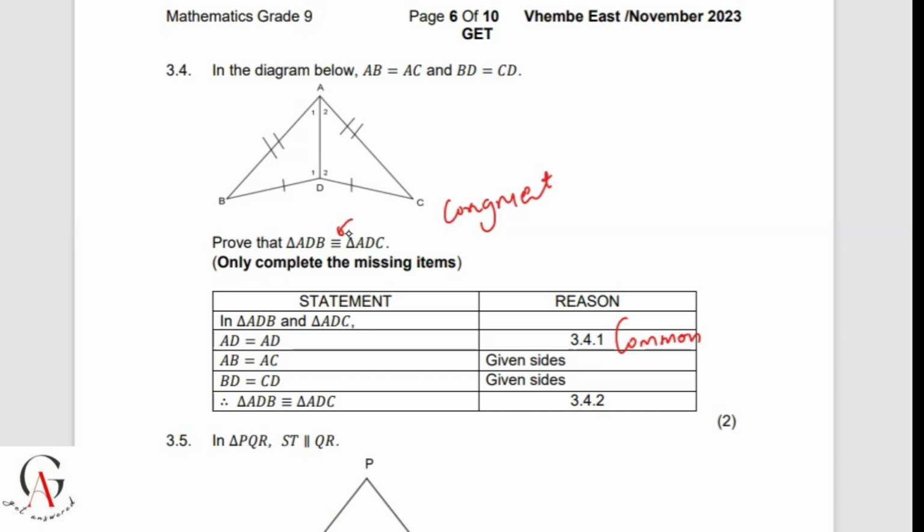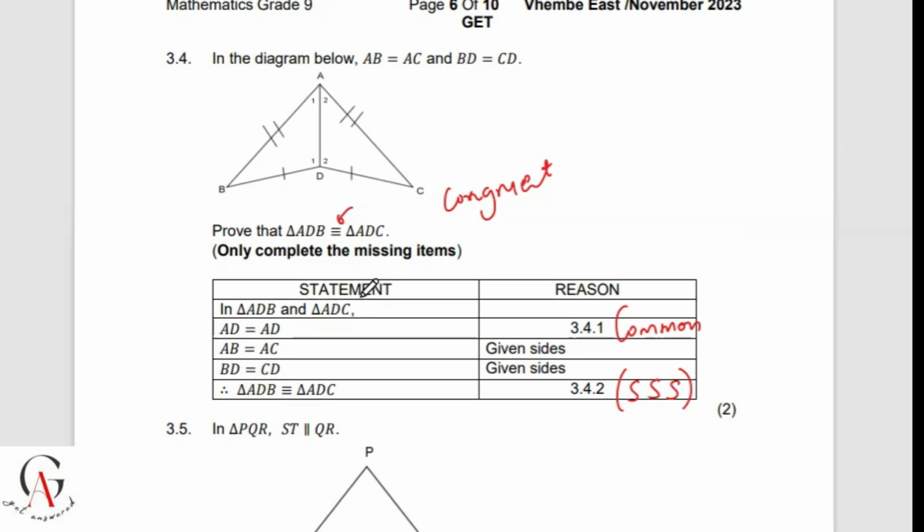Then AB is the same as AC, it's given. BD is the same as CD, this is also given. Therefore, ADB is congruent to ADC. We've been looking at all the sides, so we're going to say side, side, and side. All right. So that is how we would get those 2 marks.